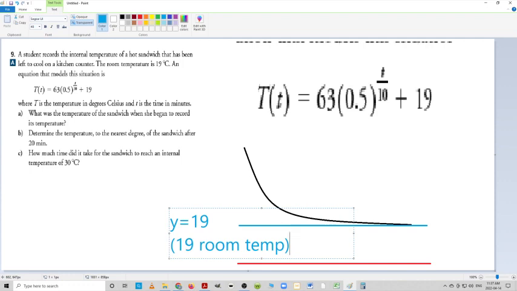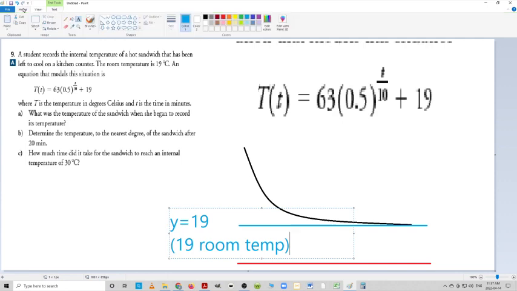Here it is right there. So it'll never get colder. It'll only reach the room temperature. How do I know it's decay? Right there, that's less than 1. And where's the starting temperature? Right there.